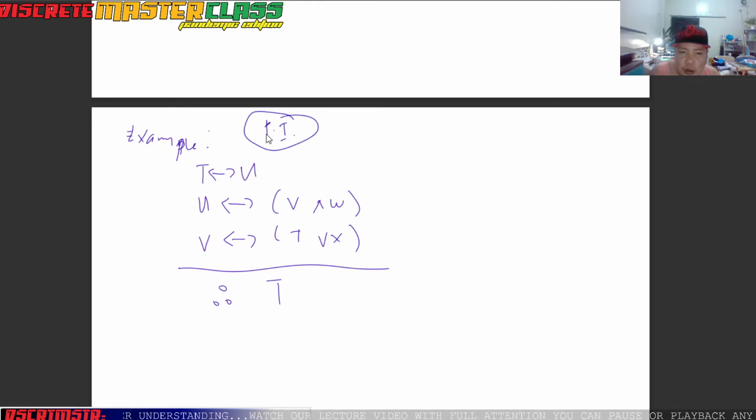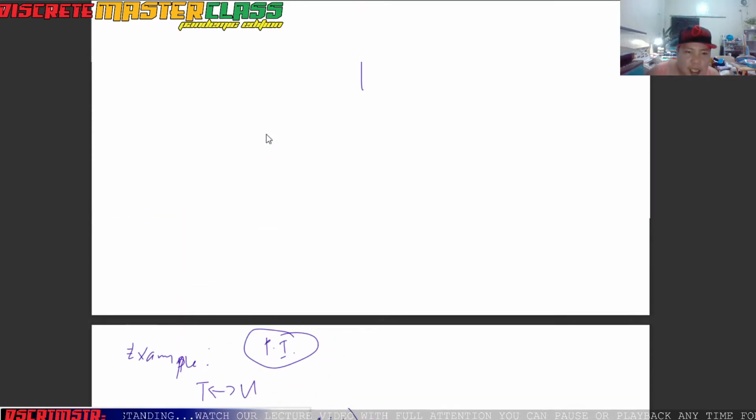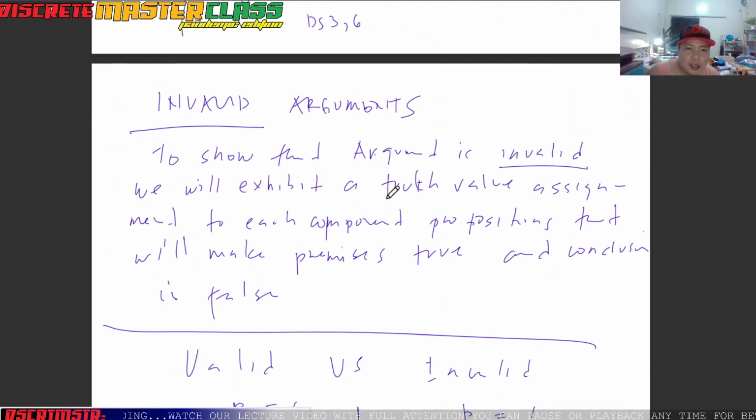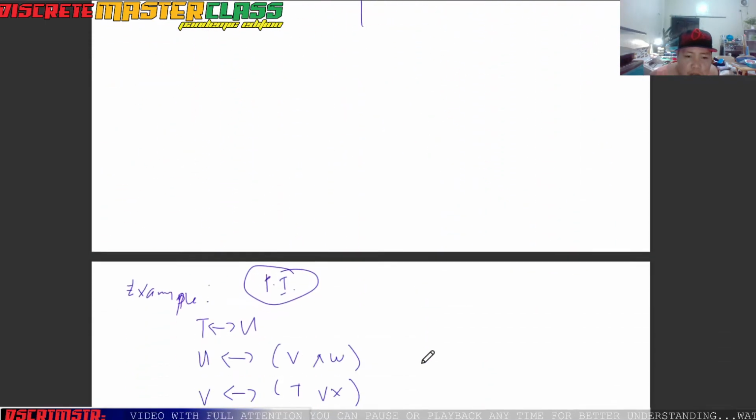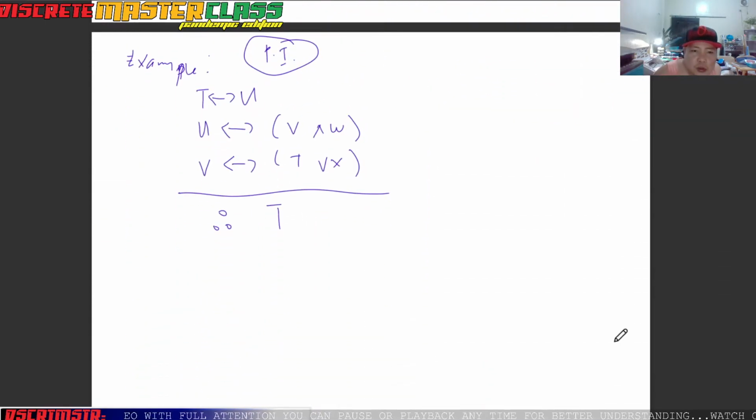Hindi yan yun. Pero yan yung proof of invalidity. Paano yun? Ang sabi dito sa aking sinulat, to show that argument is invalid, we will exhibit a truth value assignment to each component propositions that will make the premises true and conclusion false. The premises are true, so you will assume that this is 1, this is 1, this is 1, and this conclusion must be 0.